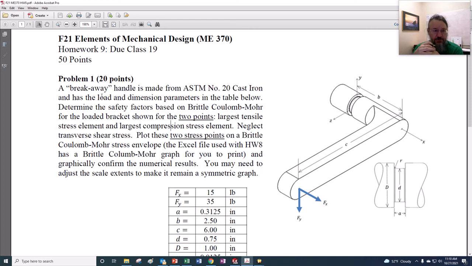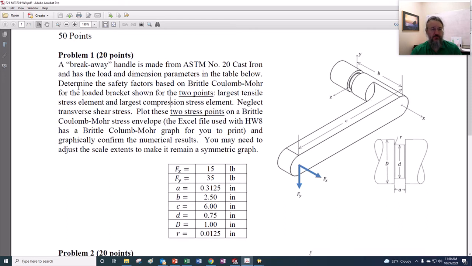Here's a solution to homework number 9, problem 1 in ME370. I have this breakaway door handle made out of ASTM number 20 gray cast iron, and it's got the loads and dimensions that you see here. It's got 15 pounds of axial and 35 pounds in the Y direction. It's got this little machined portion, and it's meant to break there, right?